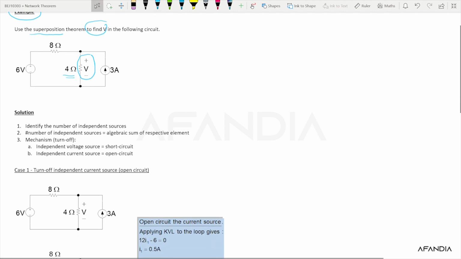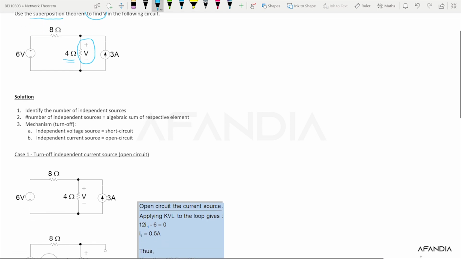We need to understand these following steps, which are required before we can proceed to analyze our superposition solution. Number one, we need to identify the number of independent sources. In this case, we have this 6 volt voltage source, number 1, and the 3 ampere current source, number 2, as independent sources.